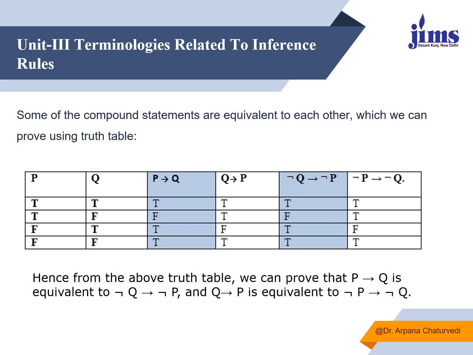Then P implies Q. See, P implies Q will be, if P is true and Q is true, the result will be true. If P is true but Q is false, the result will be false. If P is false, Q is true, then true. If both are false, then also true. Now we apply the same in the case of Q implies P. If Q is true, P is true, it will be true. If Q is false and P is true, it will be true. But if Q is true and P is false, it will be false. Whereas if both are false, then it will be true.